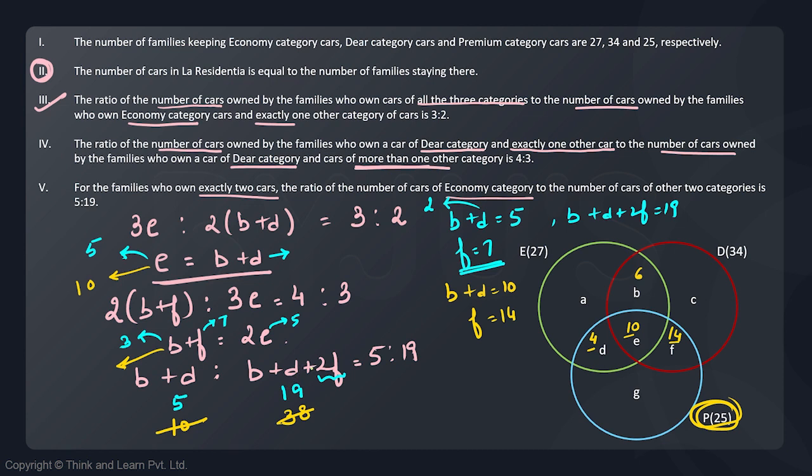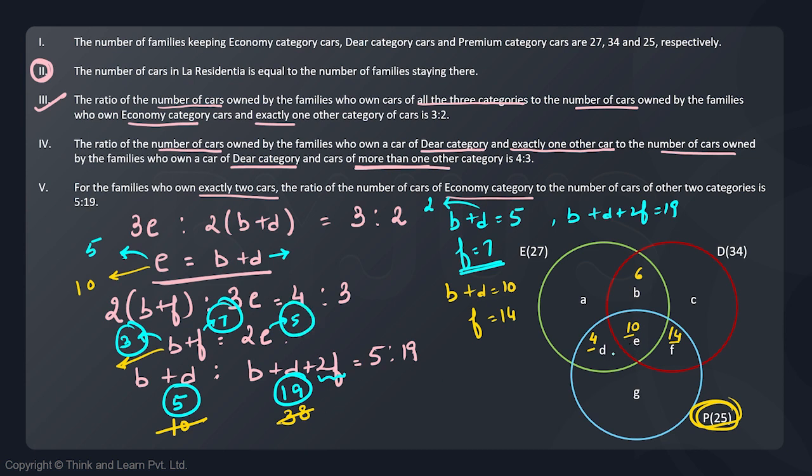I mean, can I take 15 and 57? Of course not. Even this is not possible. So therefore, the only possible solution for us was this. When B plus D plus 2F was 19, B plus D was 5, B is equal to 3, F is equal to 7, E is equal to 5.